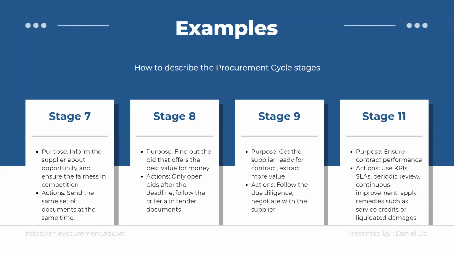Stage number 11 is about contract performance measurement and improvement. With this stage, we need to secure the contract performance and ensure that the supplier delivers what they are required to do. Therefore, we need to apply some methods here, like using KPIs or SLAs.